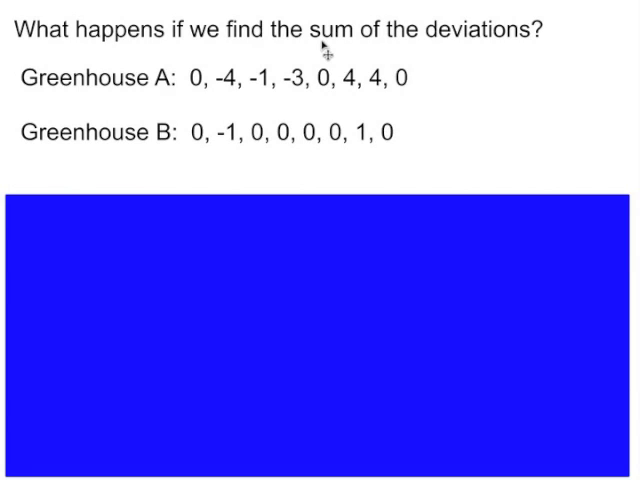Another option is to sum the deviations for each set of data. So for greenhouse A, if we add up all of the deviations from the mean, and then do the same for greenhouse B, can you see why this might be a problem? Well, by their very nature, the deviations from the mean, when you add them up, sum to 0. So this is not a very helpful operation to perform.